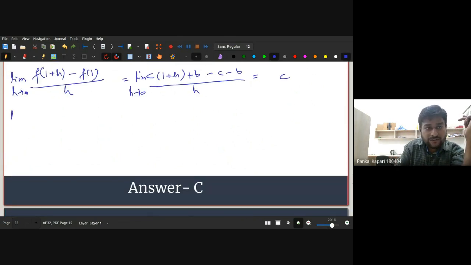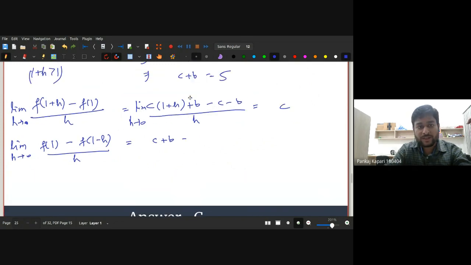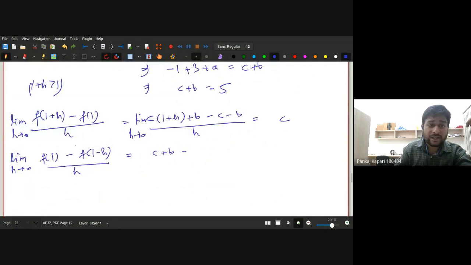Now we find the left hand limit. So if you find the left hand limit and take h to be positive, then you will have f of 1 minus f of 1 minus h. So this is the left hand limit. Again, what is f of 1? It is c plus b. And now we have to subtract f of 1 minus h. So what is f of 1 minus h? Notice that 1 minus h is less than 1, because h is positive.